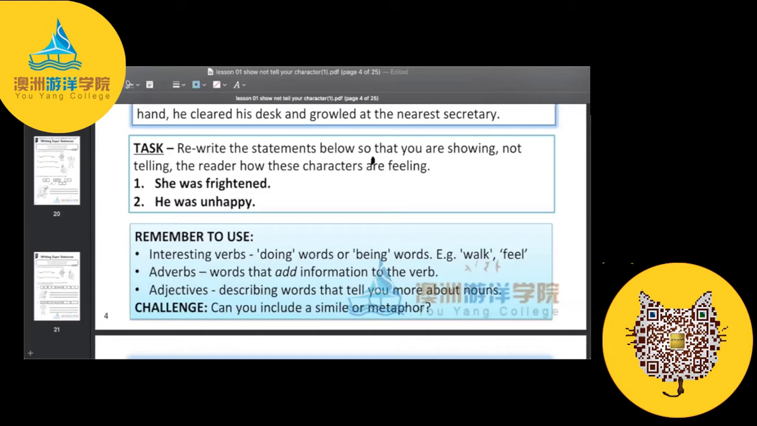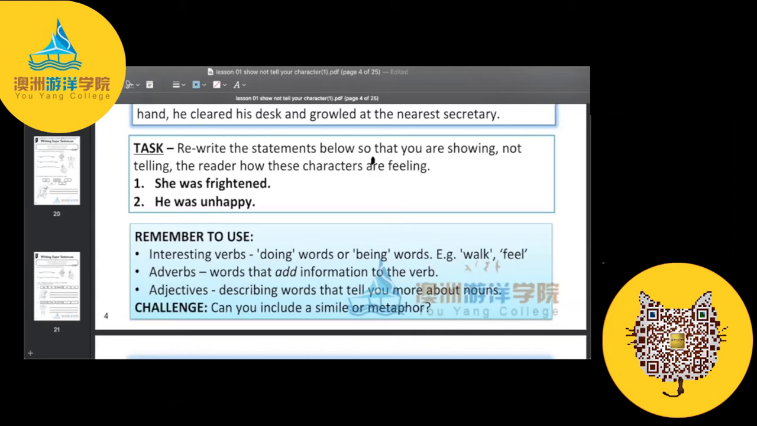Great. All right, Mirabelle, could you go, please? Okay. She was frightened. She opened her eyes wide as she clung onto a chair for dear life. She shrank into a small ball as her teeth chattered. Her palms were sweaty and she felt she couldn't hold on for any longer. And he was unhappy. He stomped and crossed his arms. He pressed his lips and sobbed at a wall.